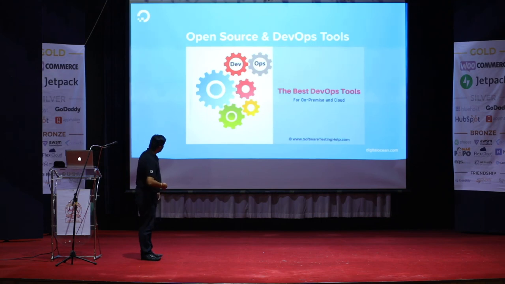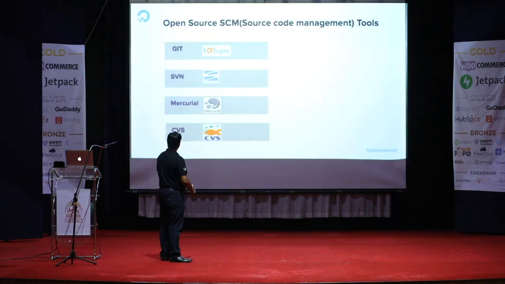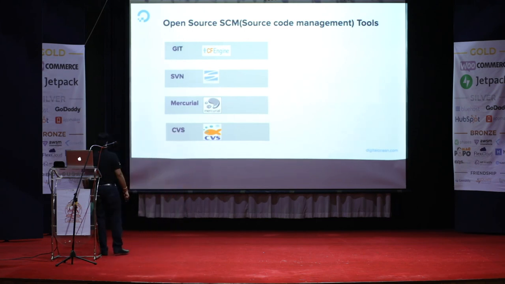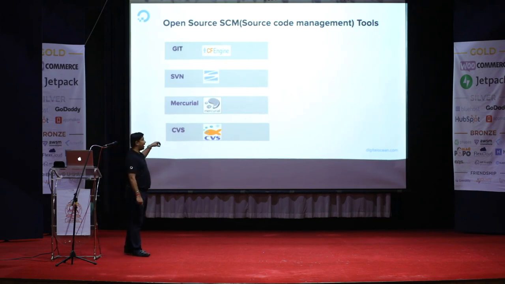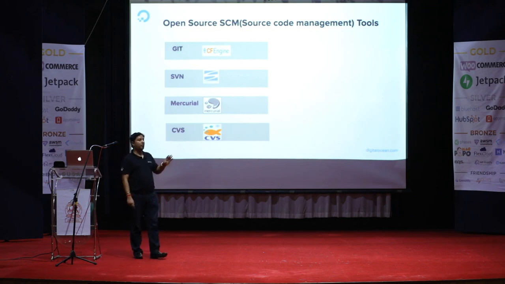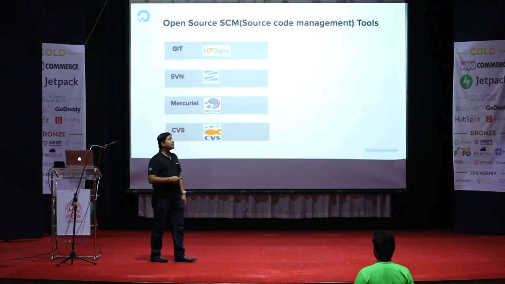So, DevOps and open source tools. We started with development, and I talked about Git and other options. That's something we call SCM, source code management. So there's Git, SVN, Mercurial, CVS, and many more. These are the ones which I found interesting and were on top of my mind, so this is not an exhaustive list. There are many more available, and you can find something suitable to your taste. That covers your source code management. Next is the CI/CD.